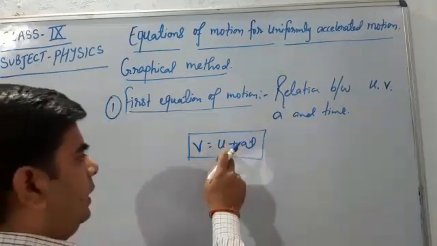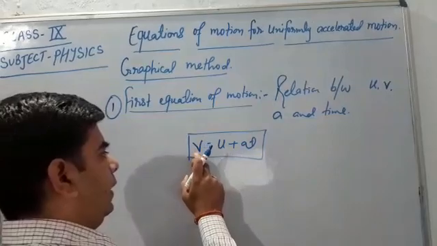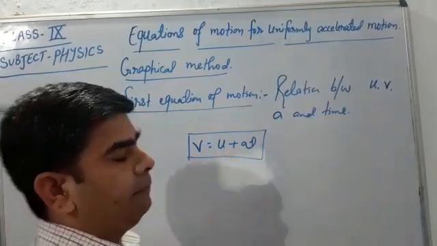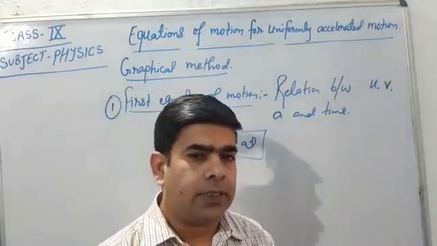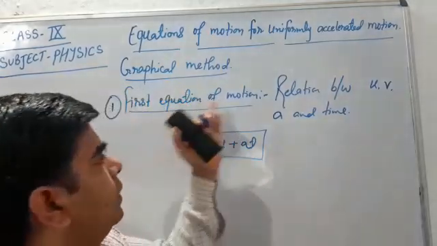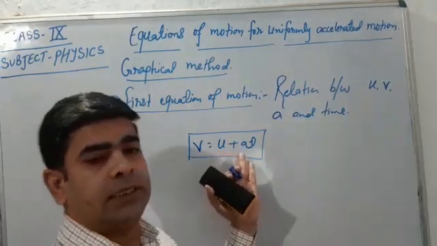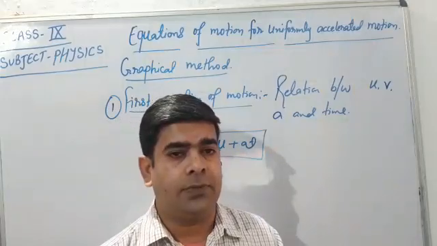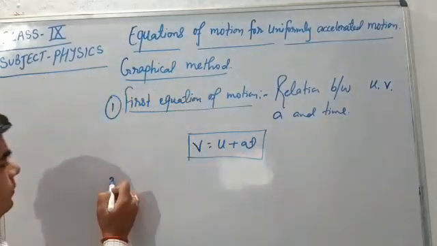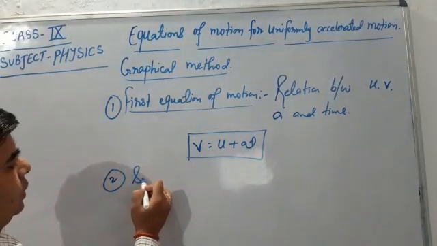It means a relation between initial velocity, final velocity, acceleration and time. It means the first equation of motion we can write like this. Now the second one is the second equation of motion.